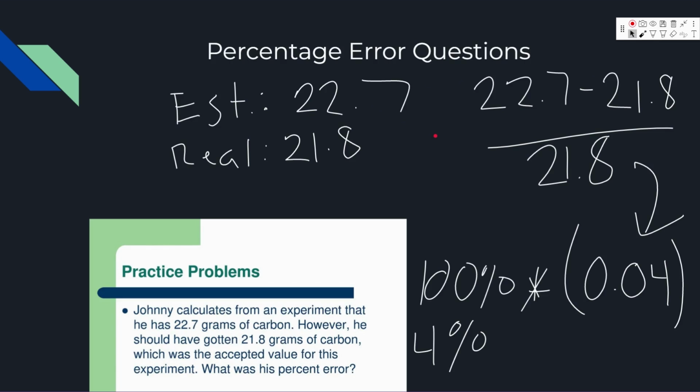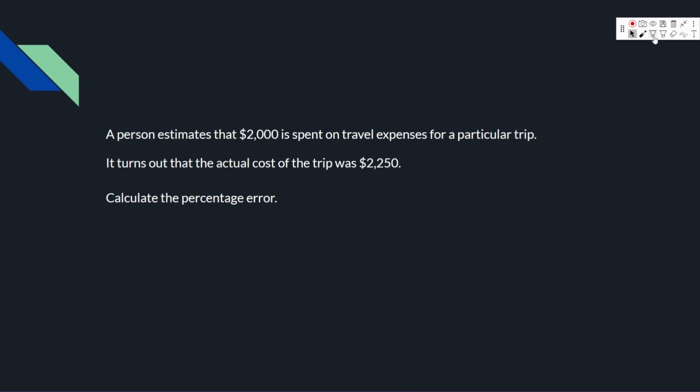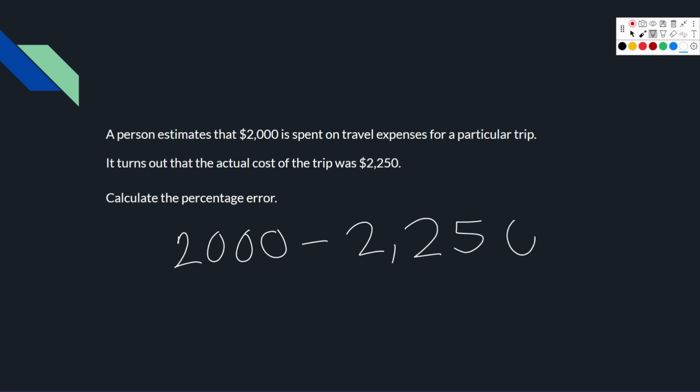And we can also go on to the next question and do a similar thing. So a person estimates that 2,000 is spent on travel expenses for a particular trip. So always think about it in terms of measured and real or estimated and real. So always remember the equation. So estimated was 2,000. Subtract from 2,250 since that was the real cost. And we're going to then finally divide all of this by the real cost.